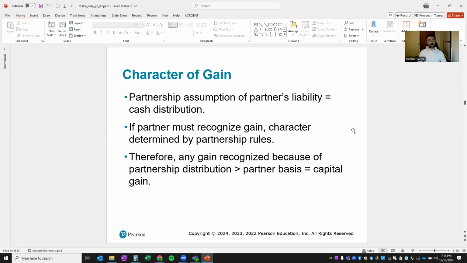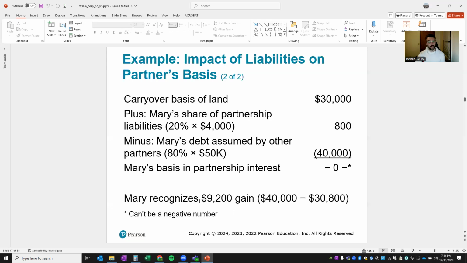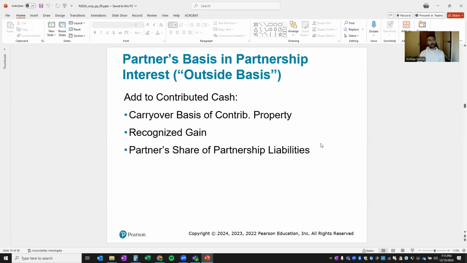The character of gain: partnership assumption of a partner's liability is equal to a cash distribution. The partner must recognize gain. The character is determined by partnership rules. Therefore, any gain recognized because of a partnership distribution in excess of one's basis is capital gain, right? In this example, Mary would recognize the $9,200 as capital gain, which, assuming it's long-term, gets preferential tax treatment. Short-term gets calculated at ordinary rates. Long-term has preferential rates. So it's not necessarily a bad deal for her, but she's got to recognize it.